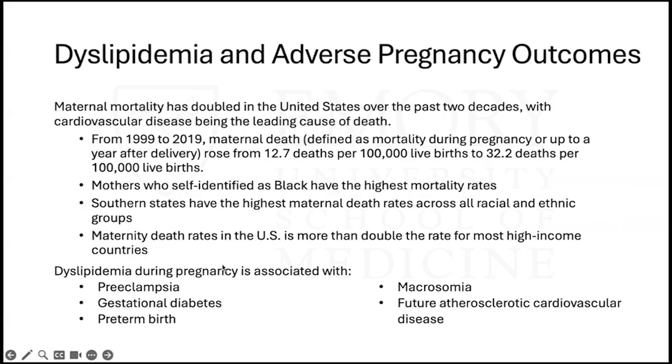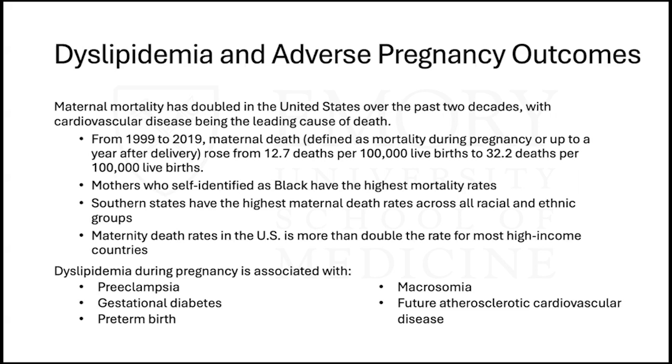And this is concerning because, as you may or may not know, maternal mortality has doubled in the United States over the past 2 decades, with cardiovascular disease being the leading cause of death. So just to give you guys some numbers, maternal death, which is defined as mortality during pregnancy or up to a year after delivery, has risen from 12.7 deaths per 100,000 live births to 32.2 deaths per 100,000 live births from 1999 to 2019. And unfortunately, there are disparities when it comes to these outcomes, with mothers who self-identify as Black having the highest mortality rates.